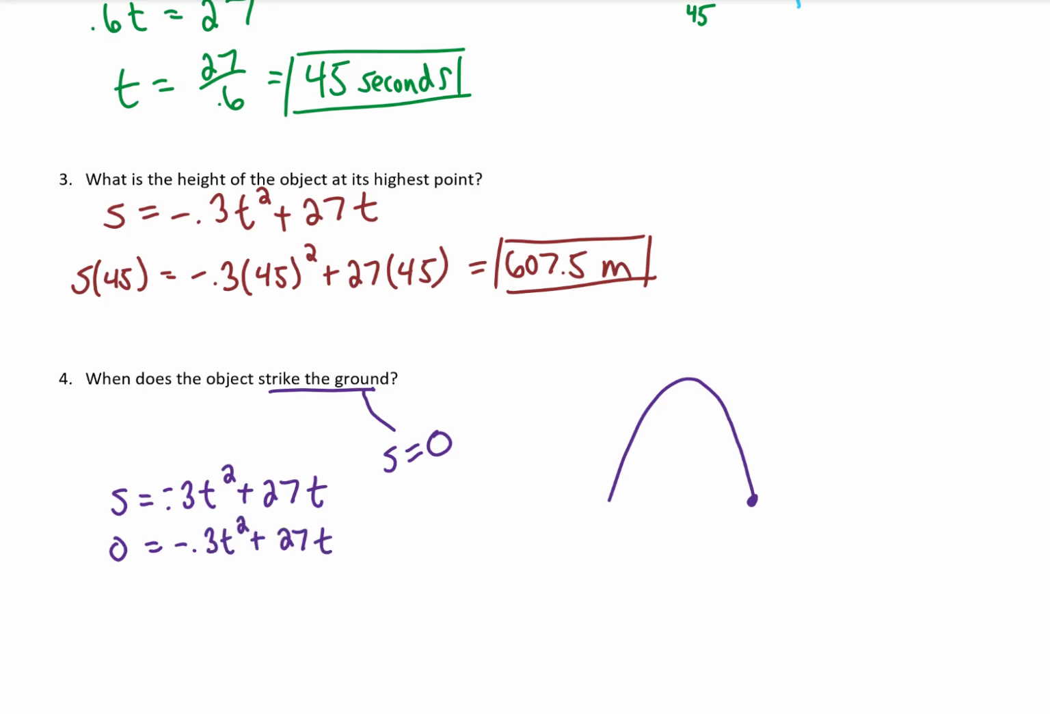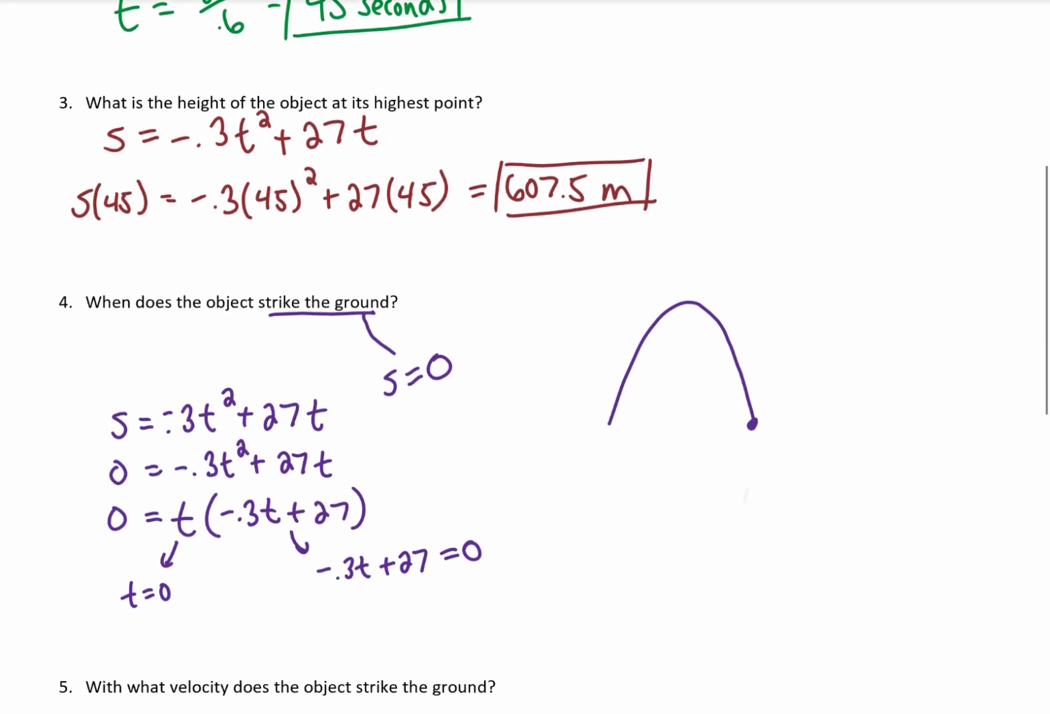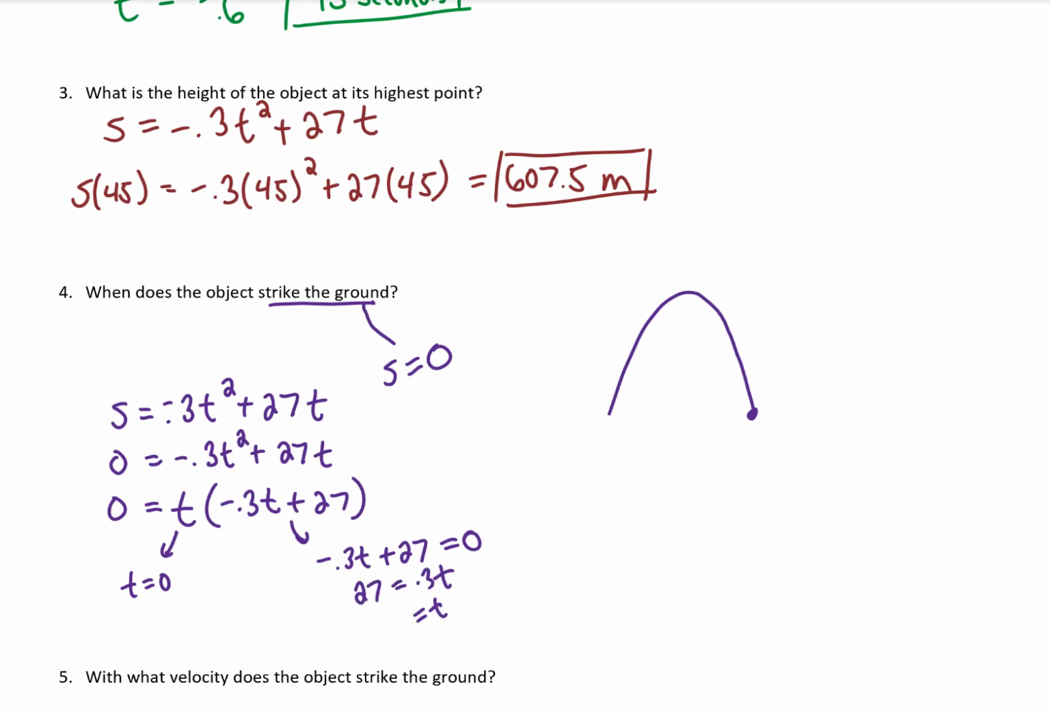We then notice that we have ourselves a quadratic equation. Fortunately, we don't actually have to use the quadratic formula. We can factor this. Now we've broken down this problem into two factors multiplied together, set equal to 0. So we can split this problem into two pieces. One piece says that t equals 0. The other piece says that negative 0.3t plus 27 equals 0. We can now solve this equation for t, and dividing 27 by 0.3 gives me 90 seconds.